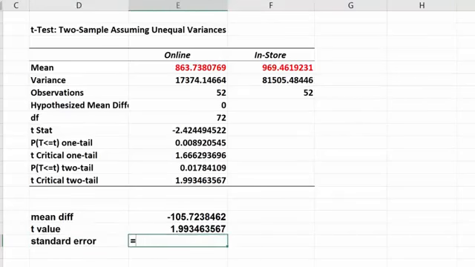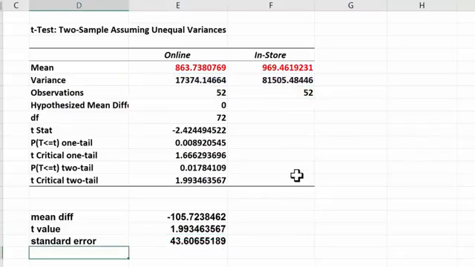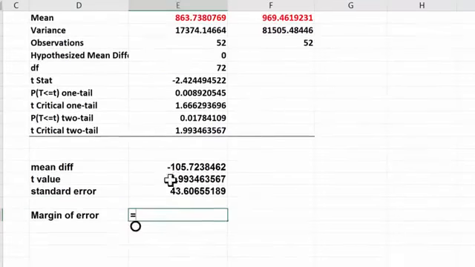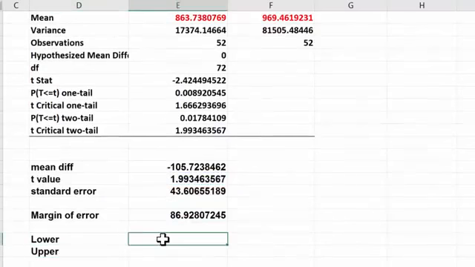And the standard error based on our equation is just the square root of the variance of the first one divided by its sample size, in this case 52, plus the second sample's variance divided by its sample size. Once I have the two, I can use the square root and find the standard error. Now I'm ready to calculate the margin of error. Margin of error is simply your t-value times the standard error. And now I'm ready to calculate the lower bound and the upper bound of the differences between these two channels.